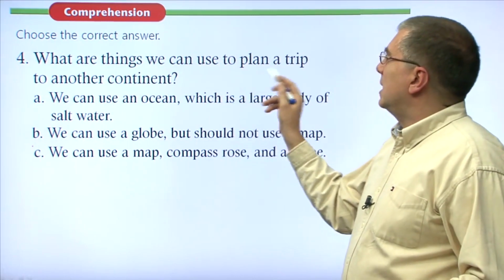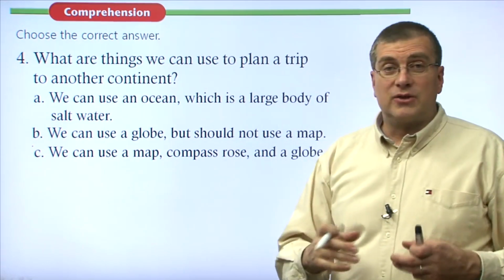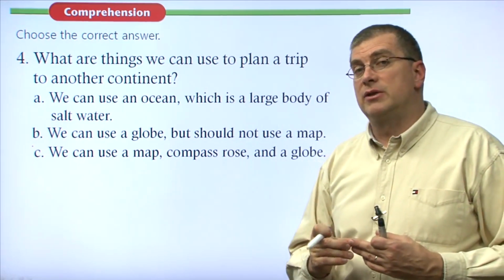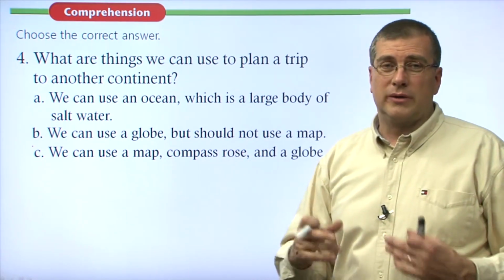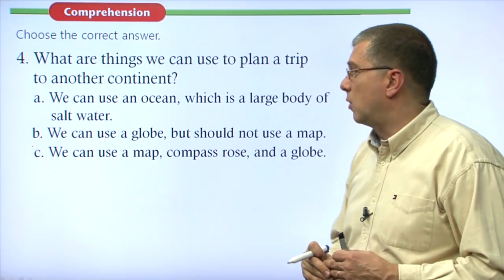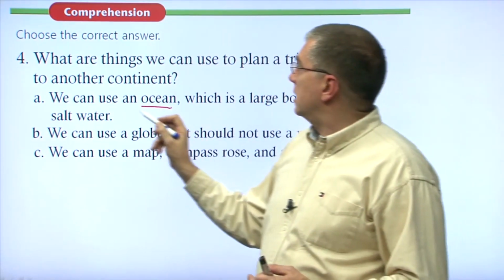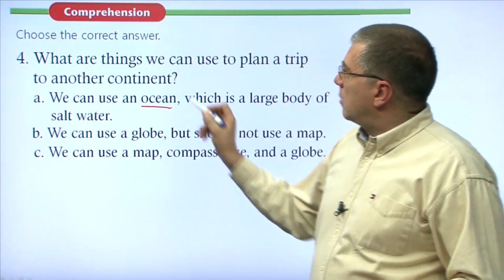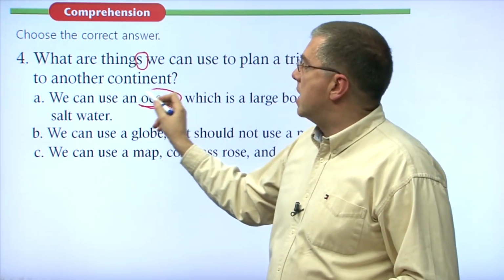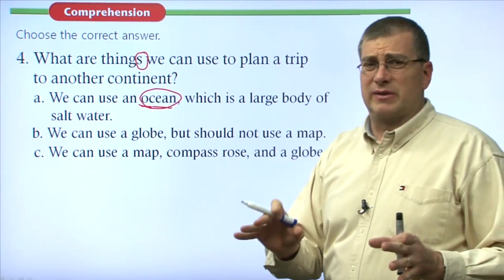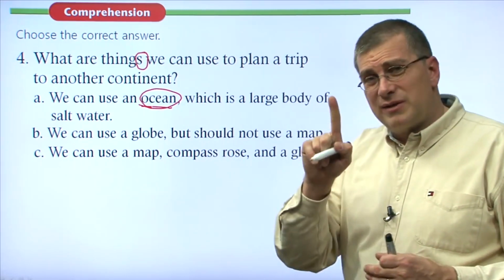What are things we can use to plan a trip to another continent? So we want to go to another continent. What are some of the things we can use? We talked about this before. A, we can use an ocean, which is a large body of salt water. Well, first of all, we're looking for things, plural. And this only gives us one thing. So just on that basis alone, we're kind of suspicious of A. We don't think it's a good answer because it only says one thing.